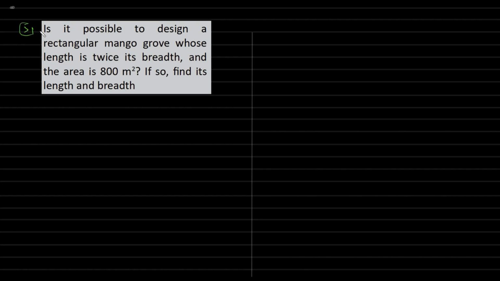Is it possible to design a rectangular mango grove whose length is twice its breadth and the area is equal to 800 meters square? If so, find its length and breadth. So the question starts with, is it possible? How do you show if something is possible?